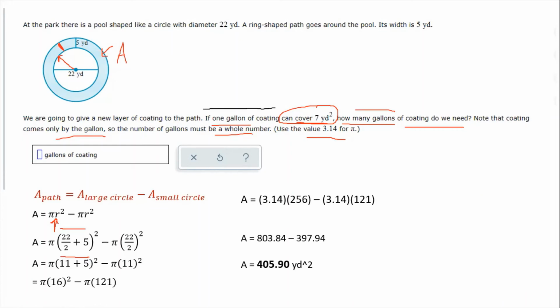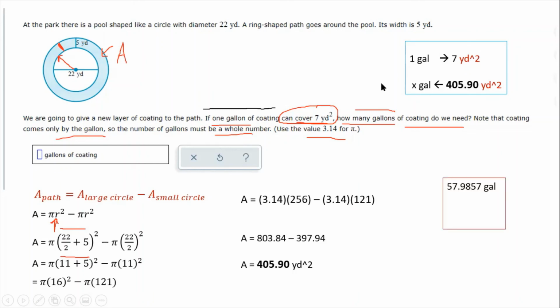If you rush in and write this as the answer, it is not correct yet, because we still have to do the proportion. We still have to consider that 1 gallon covers 7 square yards. And then from there you say, well, I need to cover 405.90 square yards. How many gallons do I need, right? The way you do this proportion, this rule of 3, we call it, is you multiply in a diagonal. You go 1 times 405.90 divided by 7, and then we get the number of gallons.